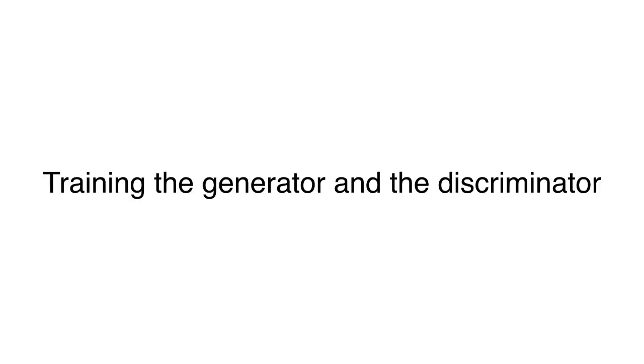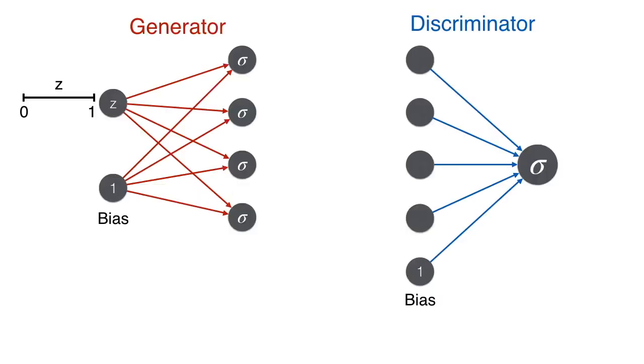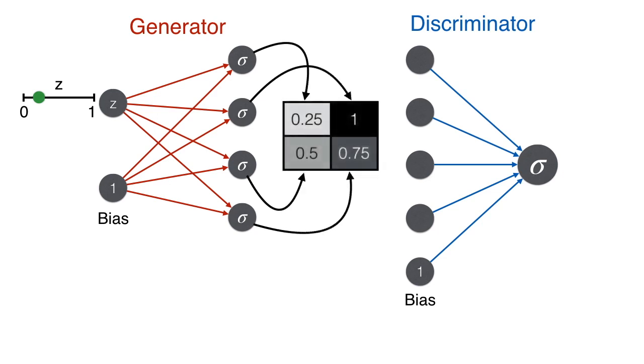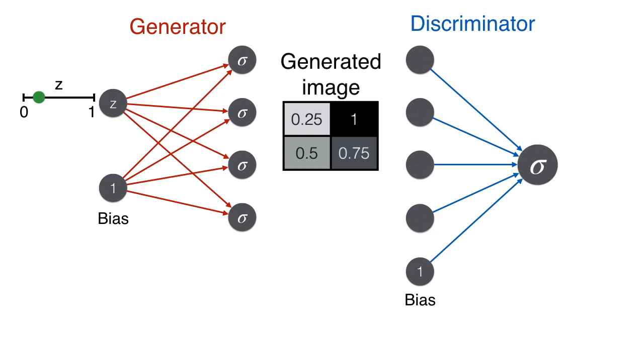Now we're ready to train the generator and the discriminator, and what we have to do is put the right error functions in the right places. Here's our pair of neural networks, and notice that the weights are not yet defined. So we start by defining them as random numbers. Now we select z as some random number between 0 and 1, which is going to serve as the input to the generator. We do a forward pass on the generator to obtain some image, which is probably not a face since the weights are random. This is going to be our generated image.